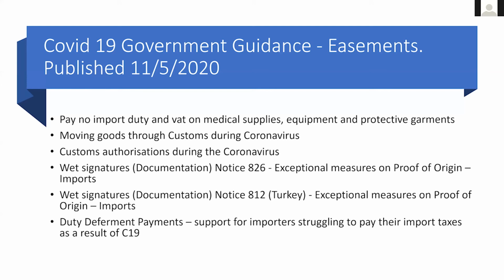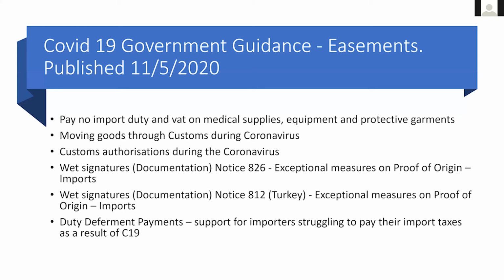In view of the COVID-19 situation, the government has put in place some easements to help both importers and exporters. And we're going to go through a couple very briefly. There are about 20 of them in all, but for instance, it will help you so that you don't have to pay any import duty on medical supplies, equipment and protective garments. There's also guidance on moving goods through customs during coronavirus, and also customs authorisations.